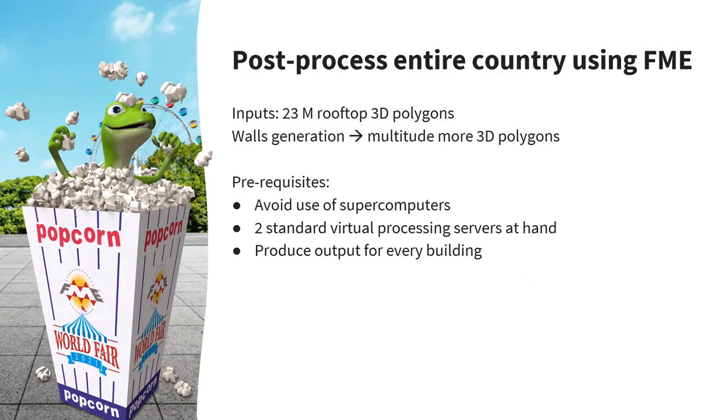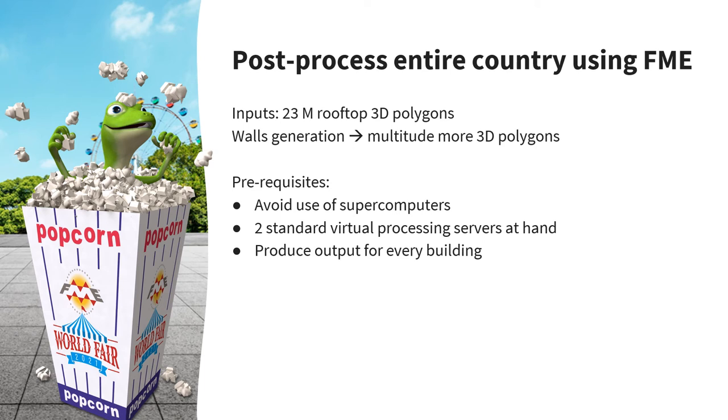A last challenge I would like to discuss in this presentation is the huge amount of data to be post-processed. When run on complete Belgium, the building detection tool extracted about 23 million 3D rooftop polygons out of the point cloud data. At some point during the post-processing, we will also add walls, and that means that a multitude more 3D polygons will be added. At that time, we will have over 100 million building polygons to be processed by FME. And we are lucky that Belgium is still a relatively small country with only 11 million inhabitants. Imagine what we would have to do if we had to process France or Germany or even bigger countries like that.